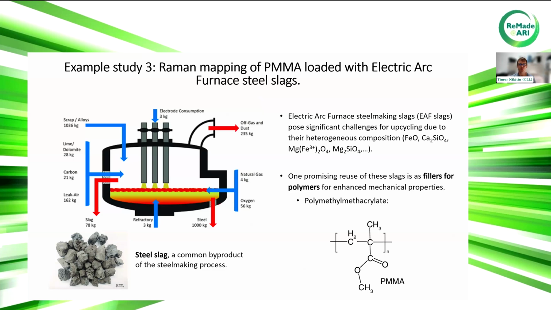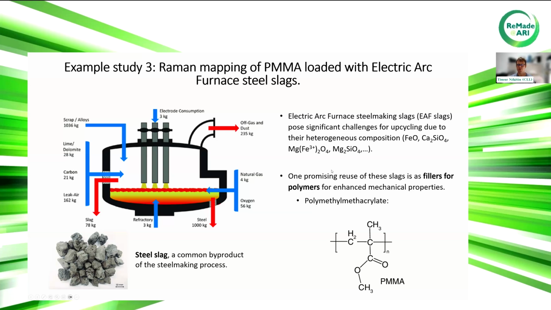The third study, which I would like to share with you, is the ongoing study of the Raman mapping of a polymethyl methacrylate, which was loaded with electric arc furnace steel slags. Maybe you know, steel slag is a common byproduct of the steelmaking process. Upcycling of this material poses a great challenge because of its heterogeneous composition. One promising reuse of this slag would be to use it as filler for polymers for enhanced mechanical properties.